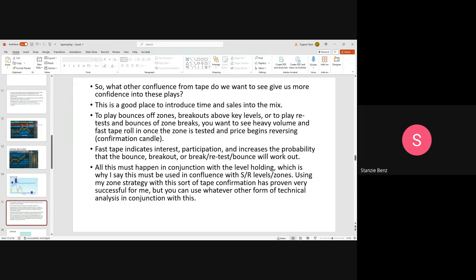Using my zone strategy with this sort of tape confirmation has proven very successful for me. There was a time when I didn't look at tape at all and I just used zones, and I was profitable. I made good money, but my success rate went up much more once I incorporated looking at tape in conjunction with the zones. So this should add an edge. If you already have an edge, this will make your edge stronger. And this can be added to any form of TA, not just support resistance, however you like to trade. Just add this on and experiment with it.